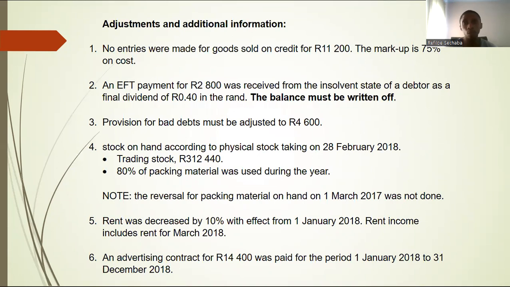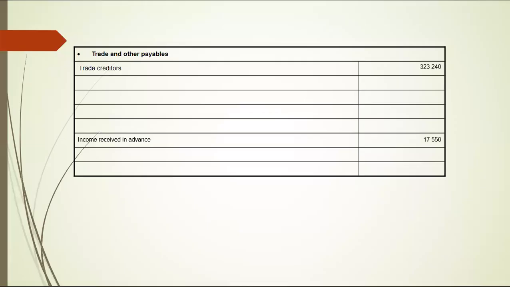So that's how we're going to record rent. Rent will simply affect those two that I've said. And this is how we're going to record it in trade and other payables. We're going to have the income received in advance, which is 17,550. Okay, so we're going to have that 17,550 as a current liability. Please note that by the beginning of next year, we need to give the debtor either a place to stay or simply give them their money back.